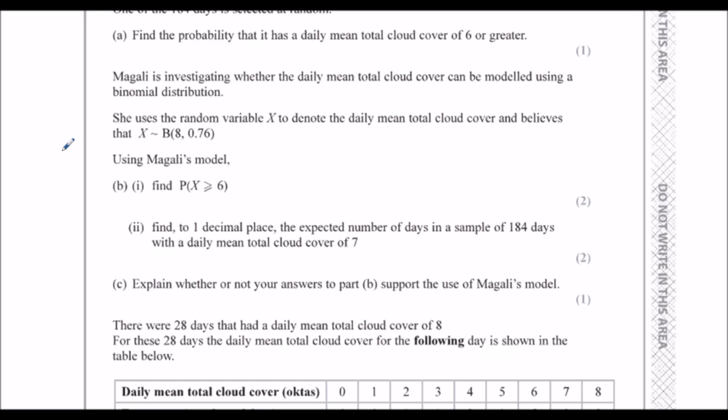Magali is investigating whether the daily mean total cloud cover can be modeled using a binomial distribution. She uses the random variable x and believes that x is distributed binomially with n of 8 and the chance of success as 0.76. Using Magali's model, find the probability that x is greater than or equal to 6.